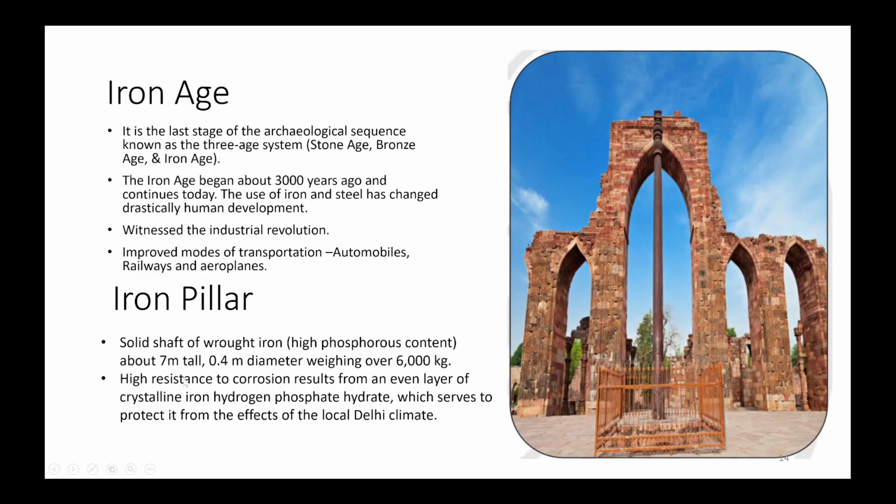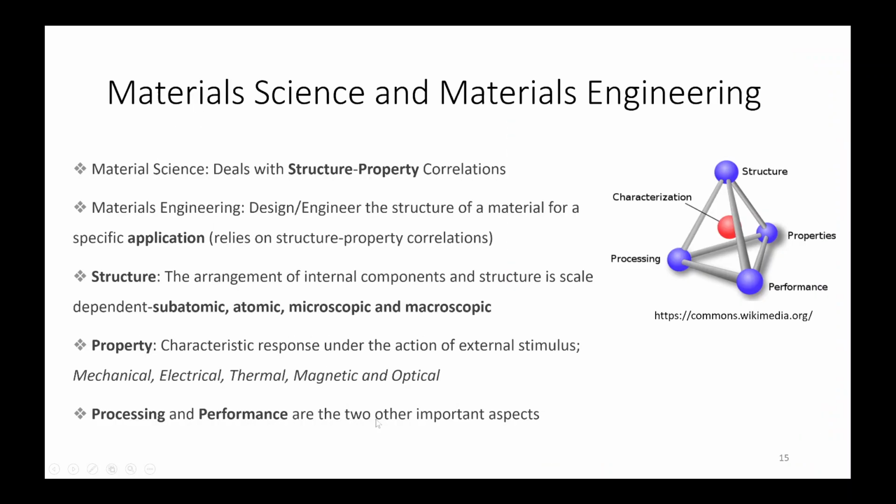In case of the iron pillar, it is a solid shaft of wrought iron with high phosphorus content, about 7 meter tall, 0.4 meter diameter, weighing over 6000 kg. This pillar hasn't shown any rusting, which is because of the formation of an even layer of crystalline iron hydrogen phosphate hydrate, which serves to protect it from the effects of the local Delhi climate.